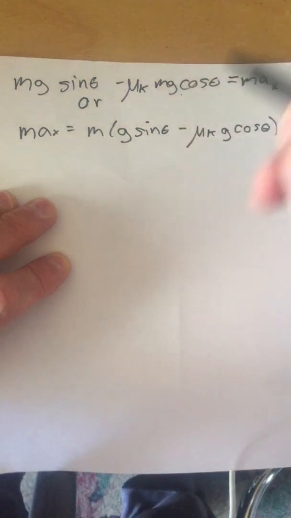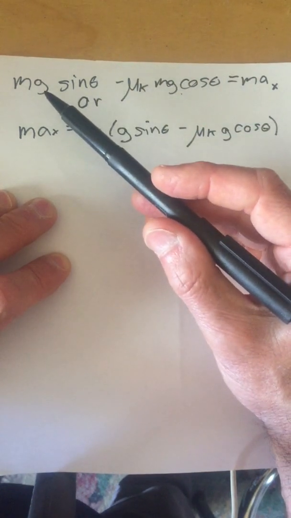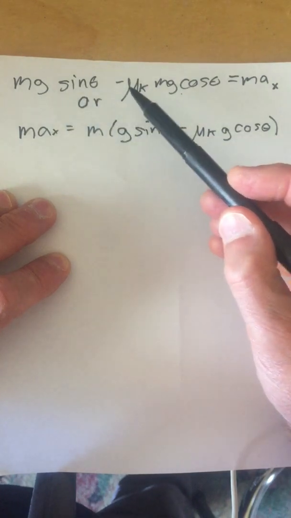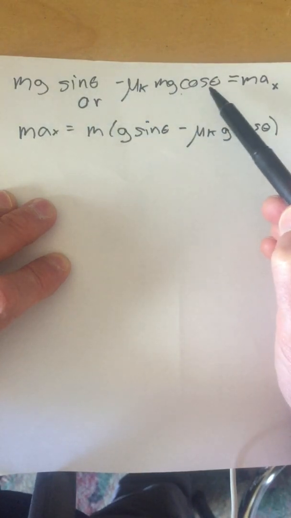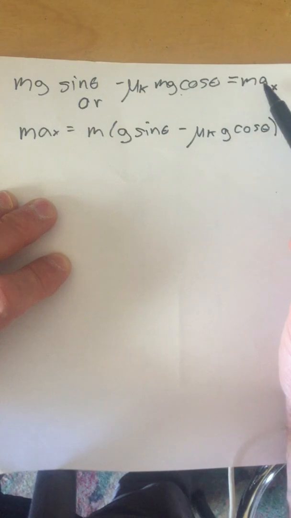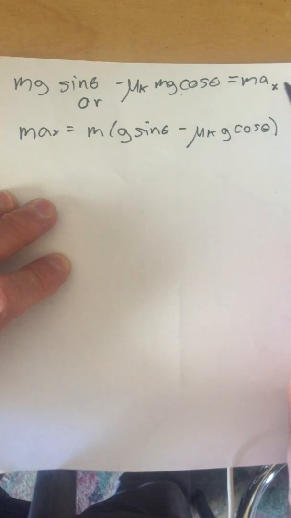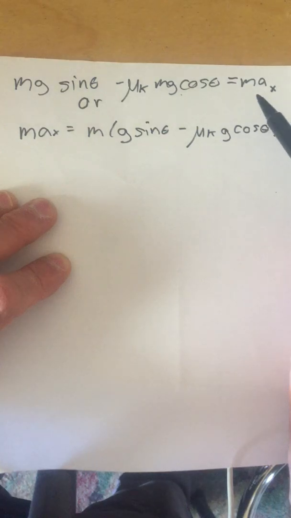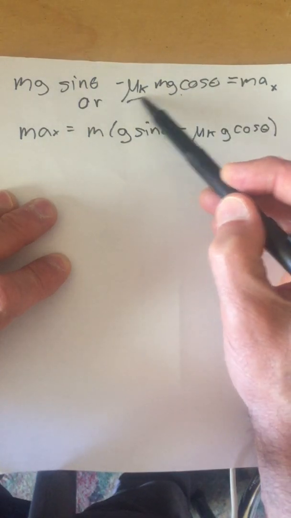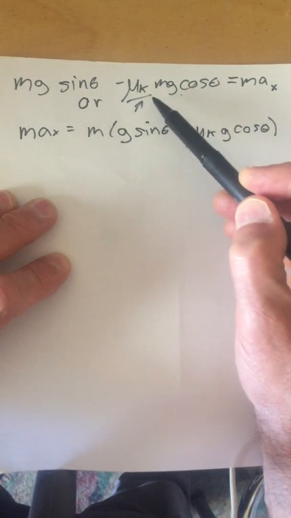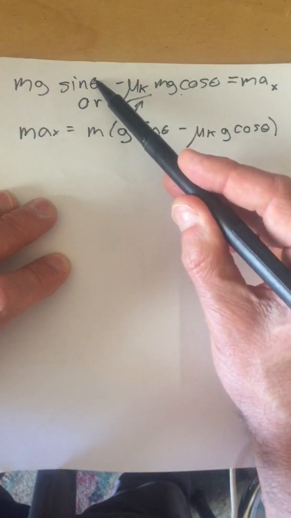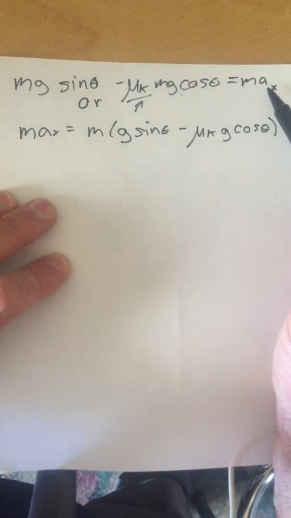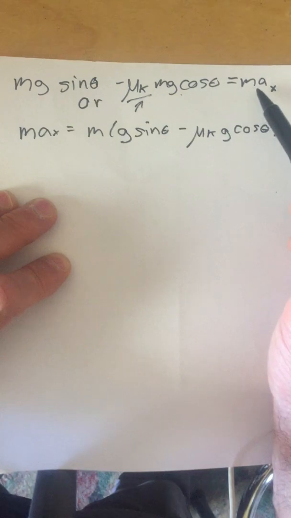To continue here, this is the equation I had: mg sin θ − μk mg cos θ = m times the acceleration in the x direction. Remember, this is for an object on a ramp that has a kinetic coefficient of friction between the object and the ramp. θ is the ramp angle.